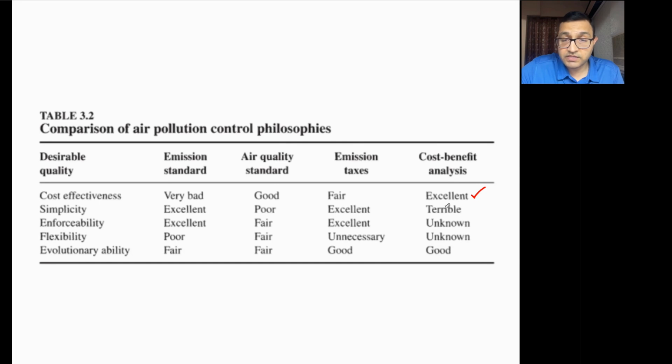But, as I said, it's not simple. It's pretty complex, so the simplicity is not good. It's terrible. How would you enforce it? Is it flexible? As I said, there are pretty much no existing examples, so that's kind of unknown. But then you could potentially modify it based on the information that you have. And we've already discussed some of the characteristics of the other ones.